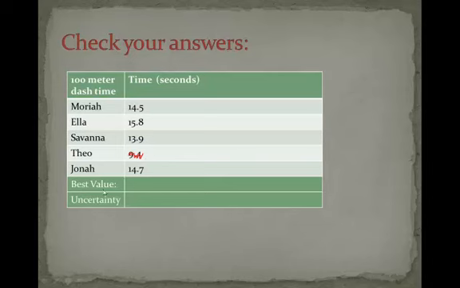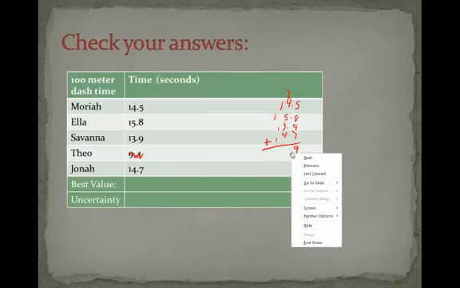Alright, so when I go to look at my best value, I'm going to come over here and use this part as my scratch paper, and I would take the 14.5 second time run by Mariah, and I'm going to add Ella's 15.8. I'm going to add Savannah's 13.9, and I'm going to add Jonah's 14.7. So I add all those together. 8 and 5 is 13, and 9 is 22, and 7 is 29. So put the 9, carry my 2. Alright, put my decimal point down here.